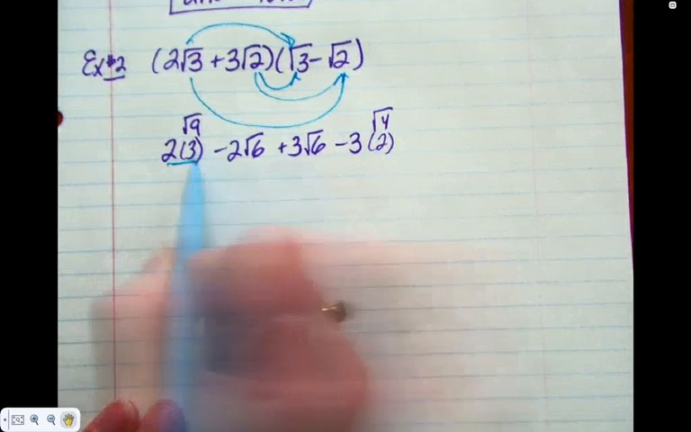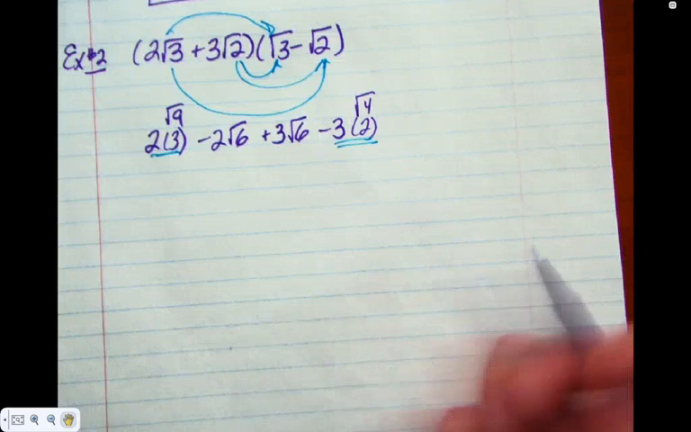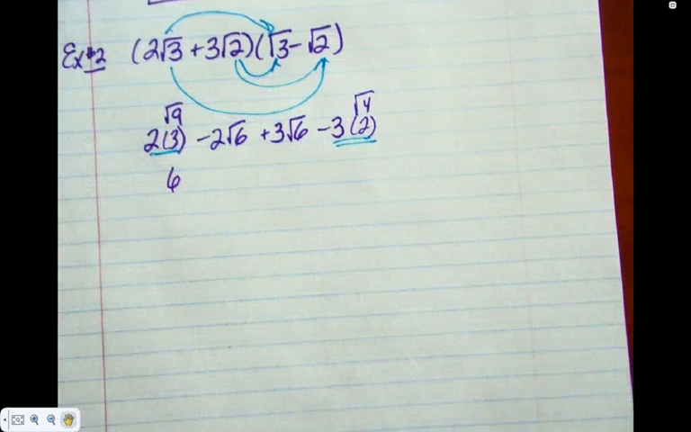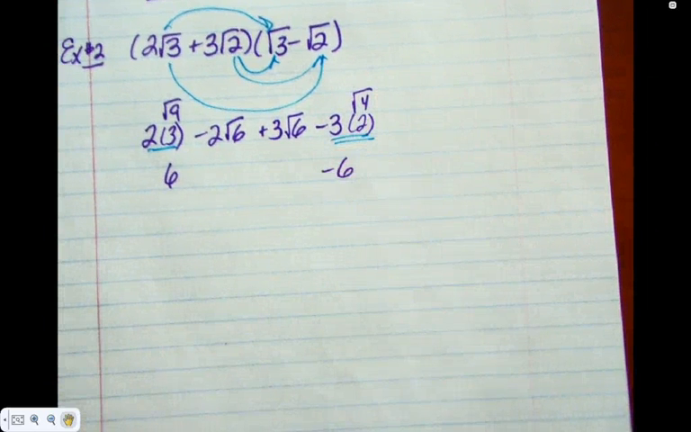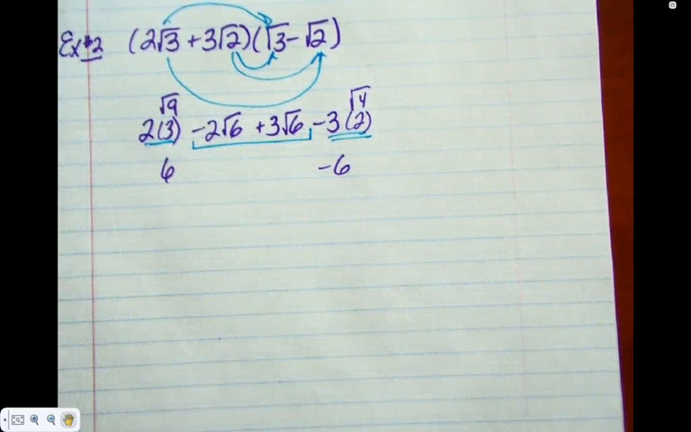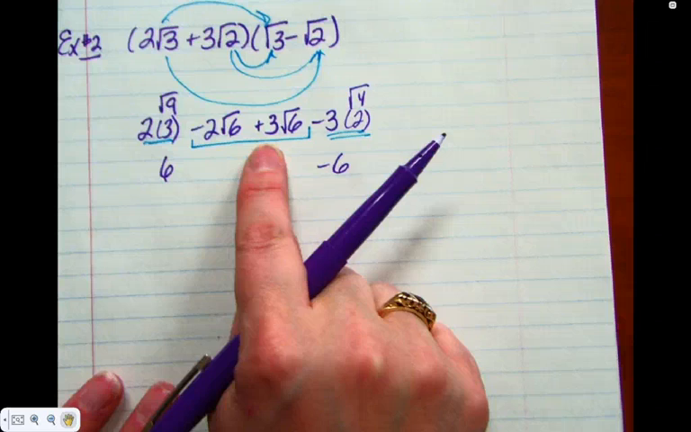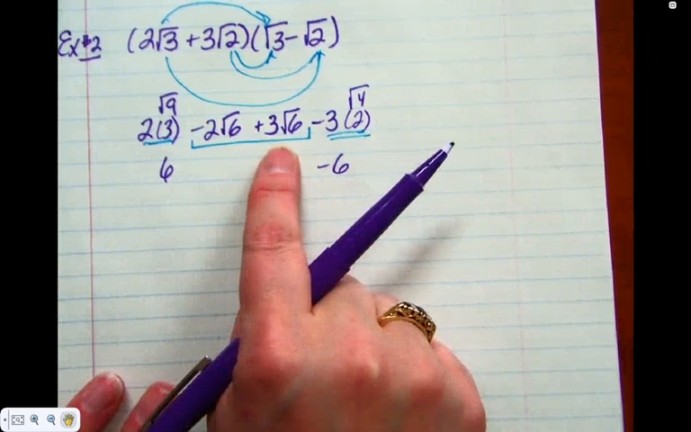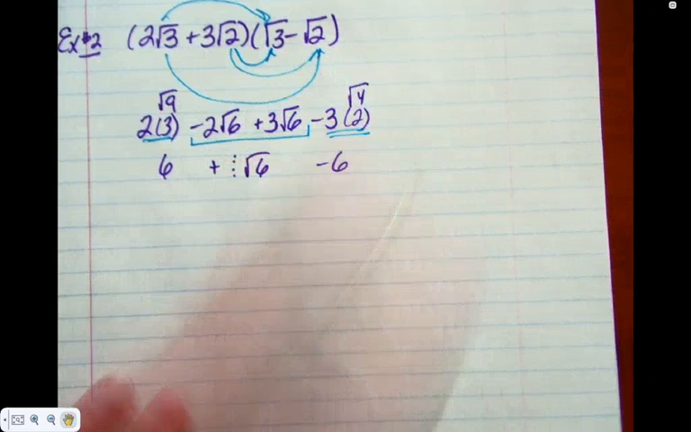Simplifying, I'm going to multiply the 2 times 3, and I'm going to multiply the 3 times 2 in the front and the back. So 2 times 3 is 6. At the end, I have minus 6. Here we have an addition of like terms. Just like when we FOIL with algebra, there's typically the 2 middle terms we can smush together. So if I have minus 2 root 6 and then plus 3 root 6, how many root 6s do I have? Plus 1, which I'm going to write as imaginary, root of 6.